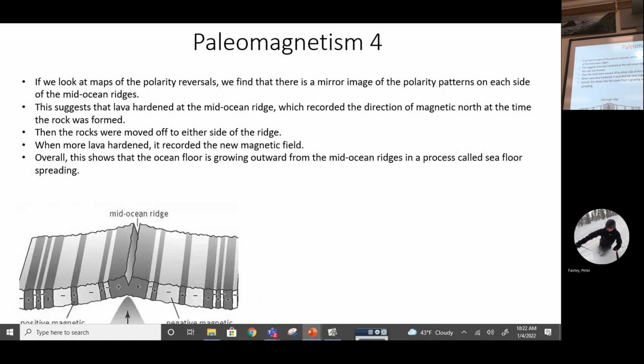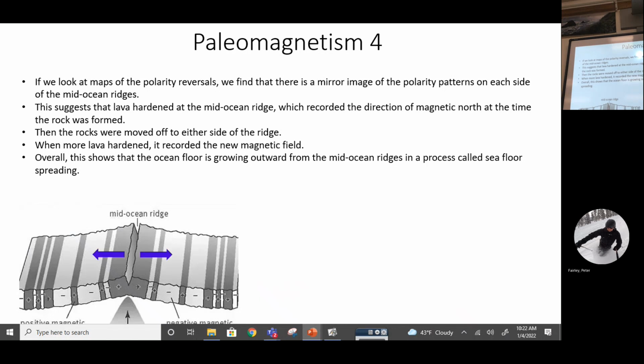New lava formed, hardened, recorded the new magnetic field direction, and then got torn apart and took it in the opposite direction. And this gave us this idea that the ocean floor is being formed here and moving apart in the process called seafloor spreading.